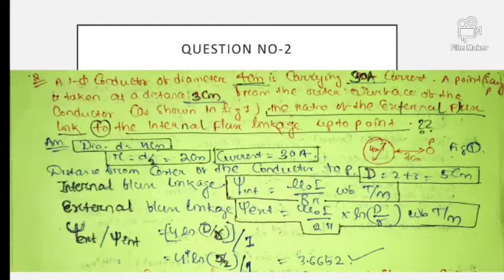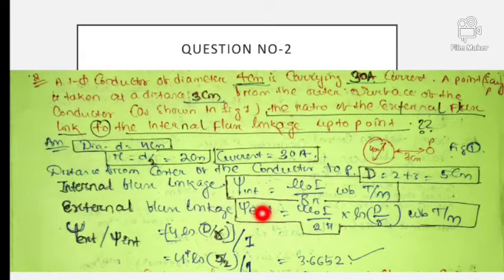So let's come to question number 2. Question number 2 is saying that a one phase conductor of diameter 4 cm is carrying 30 ampere of current. So see here, this is your conductor, the diameter is 4 cm and the radius is 4 divided by 2, that is equal to 2 cm. And from the surface of the conductor to the point P, there is 3 cm distance in the figure. It is asking for the ratio of the external flux linkage to the internal flux linkage up to the point.